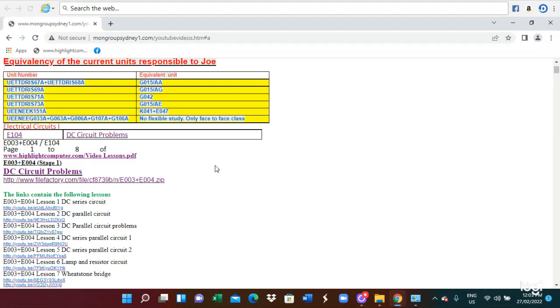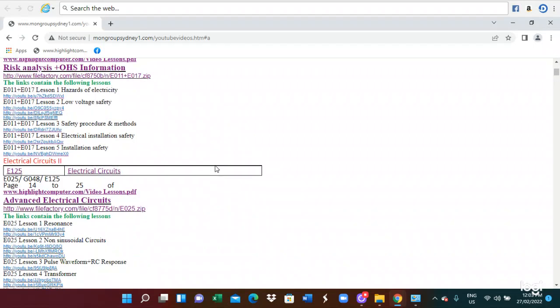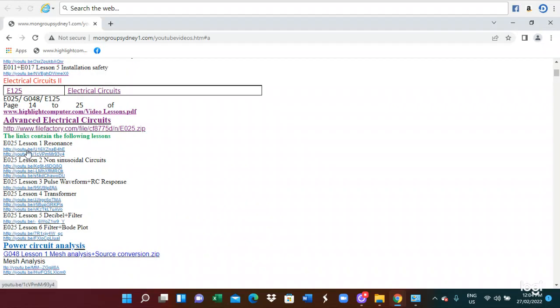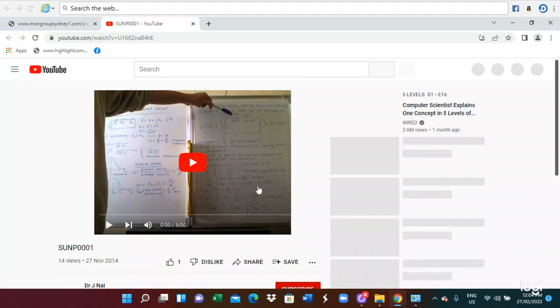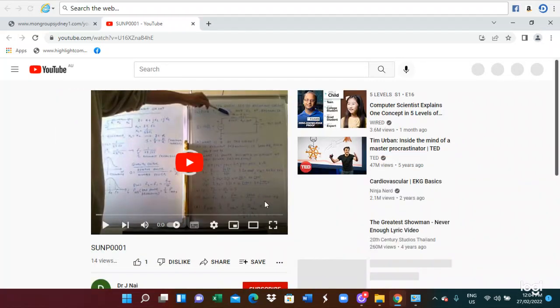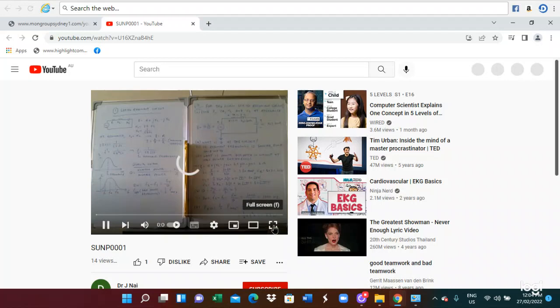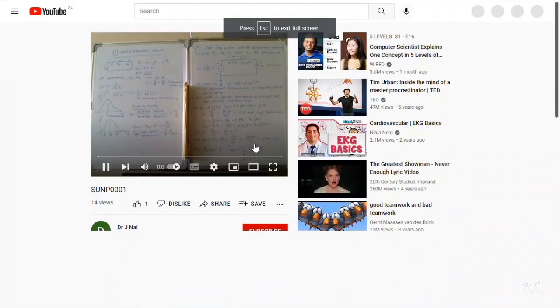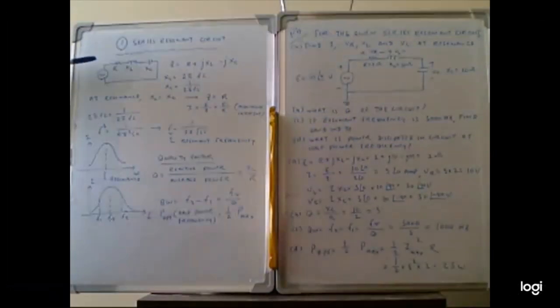Last week I already talked about OHS E17. So today we get to the electrical circuit. Today's topic is the series resonance circuit. A series resonance circuit is a circuit that consists of a resistor, inductor, and capacitor.